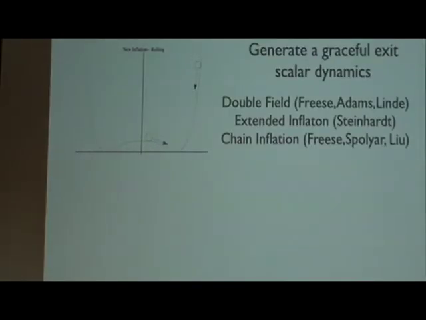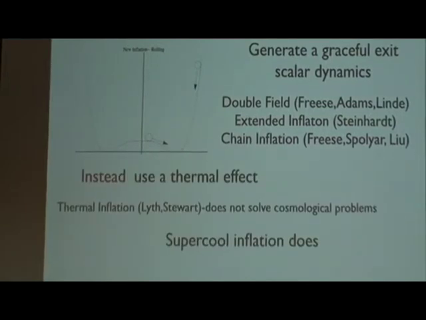The solution to this was new inflation, for instance, where you generate a graceful exit just through scalar dynamics, so that at some point inflation ends. There are various models to do that. Instead, one could also in principle use a thermal effect, and this was done in thermal inflation. But in this instance, that model does not solve the cosmological problems.